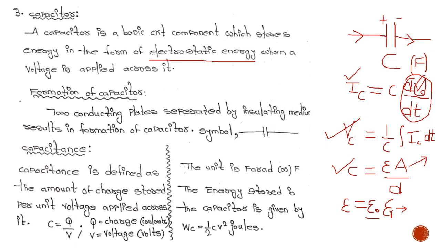And the capacitor is also an energy storing element, and the energy is stored in the form of electrostatic energy. That stored energy can be calculated using this formula, which is half into C V square, where C is the value of the capacitor and V is the voltage drop, or voltage across the capacitor. For the inductor, we saw half L i square, but here it is half C V square, right?